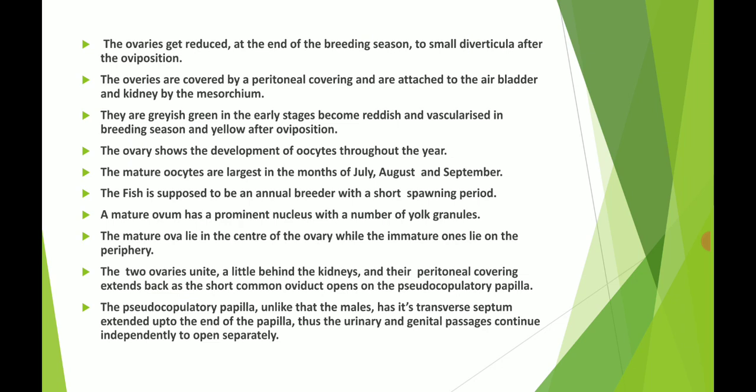The two ovaries unite a little behind the kidney, and their peritoneal covering extends back as the short common oviduct, which opens on the pseudocopulatory papillae. The pseudocopulatory papilla, unlike that of the males, has its transverse septum extended up to the end of the papilla. Thus the urinary and the genital passages continue independently and open separately.